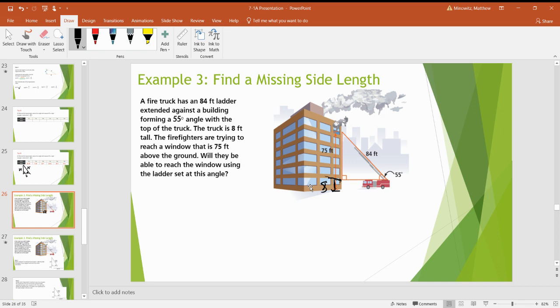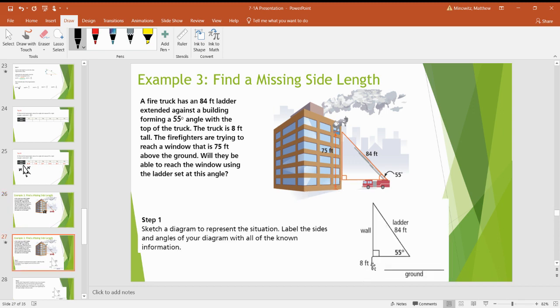So when we get a situation problem, we draw the diagram. We know we're starting 8 feet above the ground. The ladder is 84 feet, at a 55-degree angle. We need to find the height of this side, the wall side, and then we can figure out whether we have enough ladder. So step 1, always draw the picture. Label everything with all the known information, even if we're not going to use it.